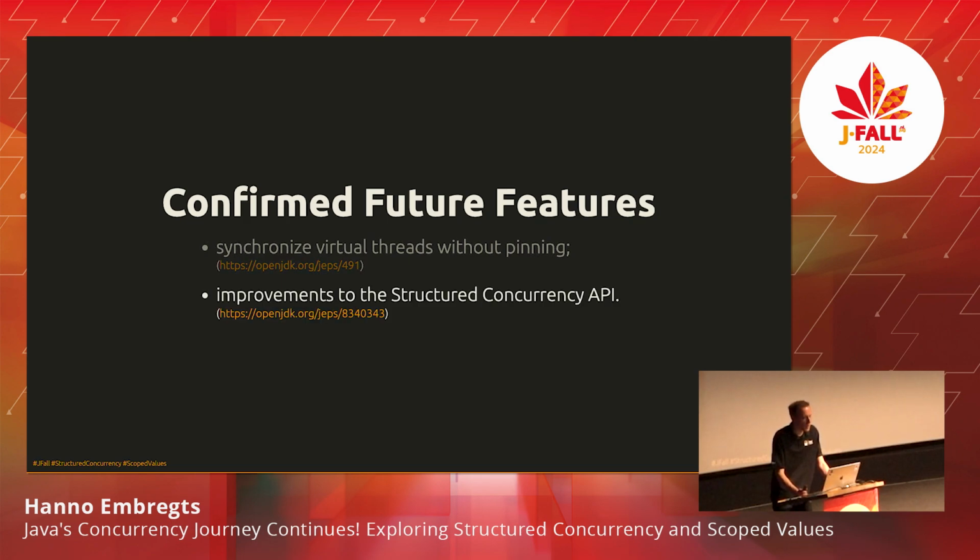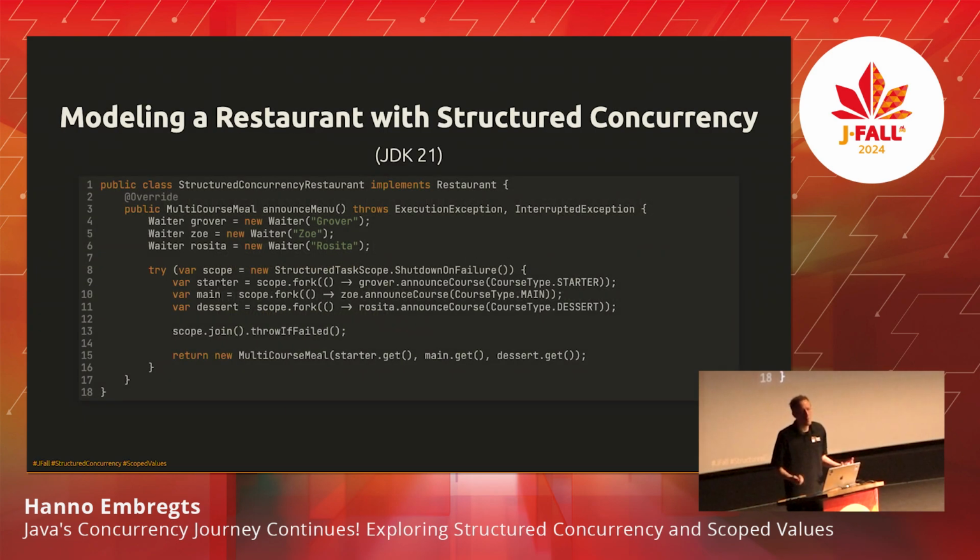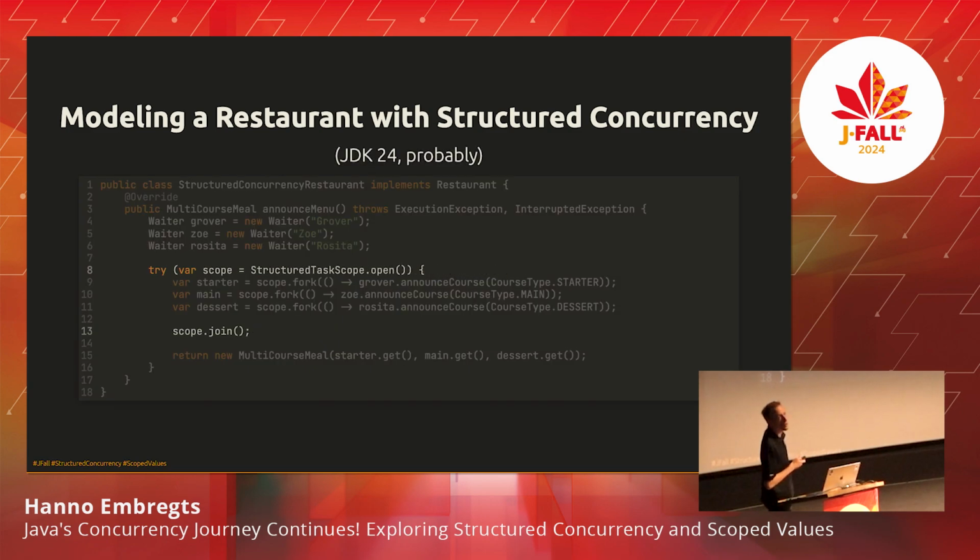And the structured concurrency API will be evolved a bit. This JEP is still in draft, but I expect it to get an official JEP number in the near future. And these are changes to the API that came from feedback, right? Feedback from people that use it. So this is the API that it is right now with the new invocation right here, and they are going to change it probably in Java 24 to this. Right, that went a bit fast. This will become this. So two major changes.